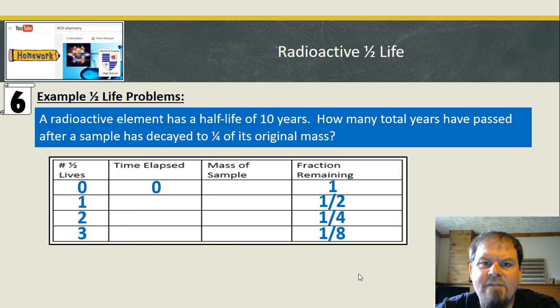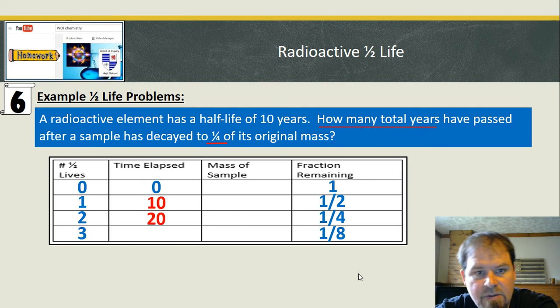A radioactive element has a half-life of 10 years. How many total years have passed after the sample has decayed to 1/4? Well, that's what I'm looking for, reading comprehension, right? And so 1/4, I'm just going to fill in the 10 years until I get to the 1/4 line. I don't have to go to 3. So if the half-life is 10 years, after one half-life, 10 years have elapsed, 2 half-lives, 20 years, add 10 more. I could go to the 30, but I don't need to because now look, I've got to the 1/4. And literally now the answer is 20.